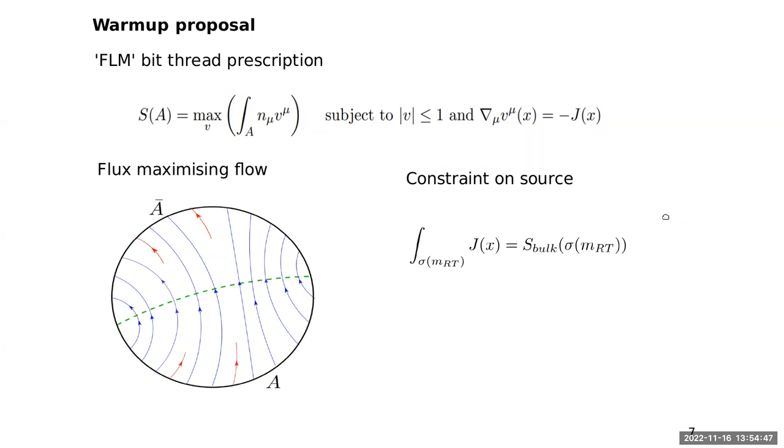So loosely speaking, the physical idea is that we allow these bit threads to tunnel between bulk entangled degrees of freedom. This has a chance of capturing this bulk entropy piece of the holographic entropy proposal, this FLM formula, because if we allow threads to tunnel across, to jump across this RT surface, we can get some extra flux from the boundary. So remember, we're maximizing flux, that's what gives us the entanglement entropy.